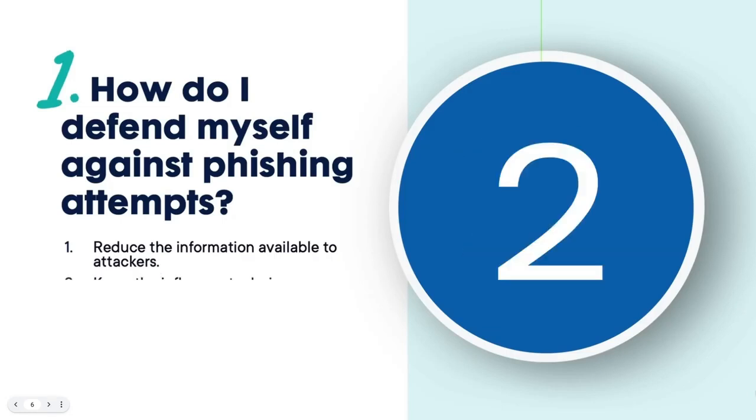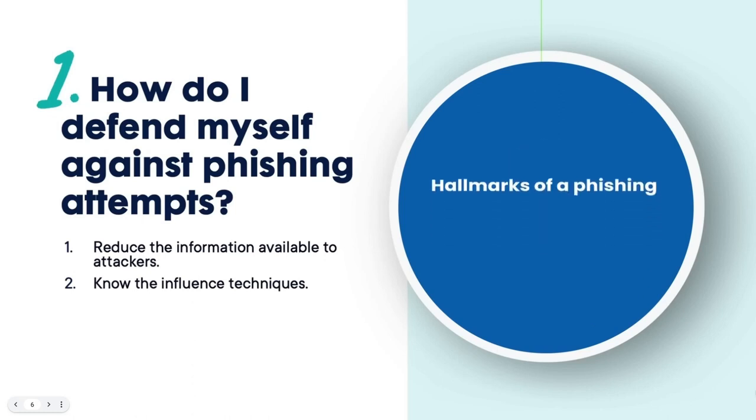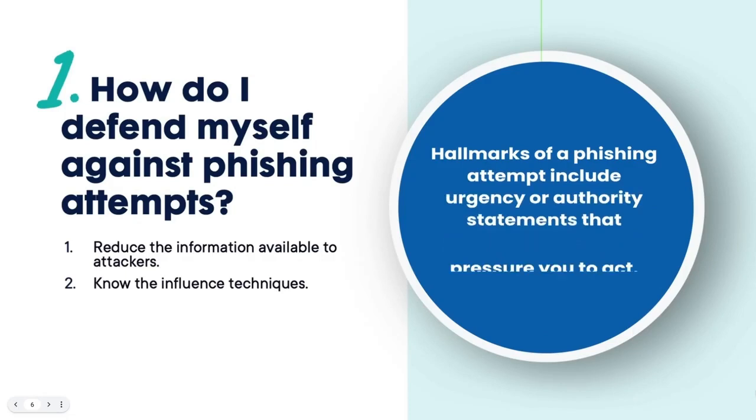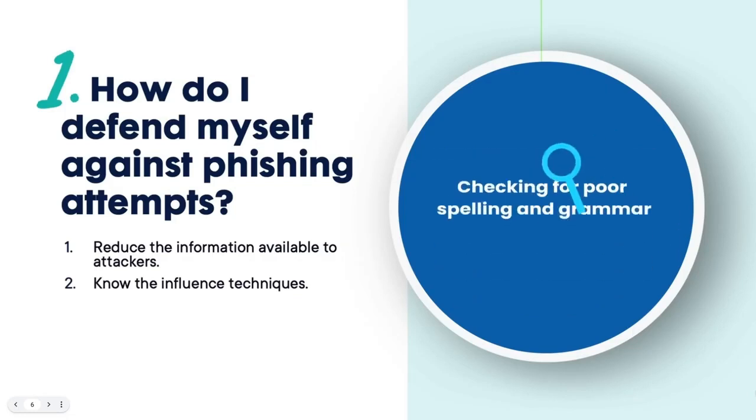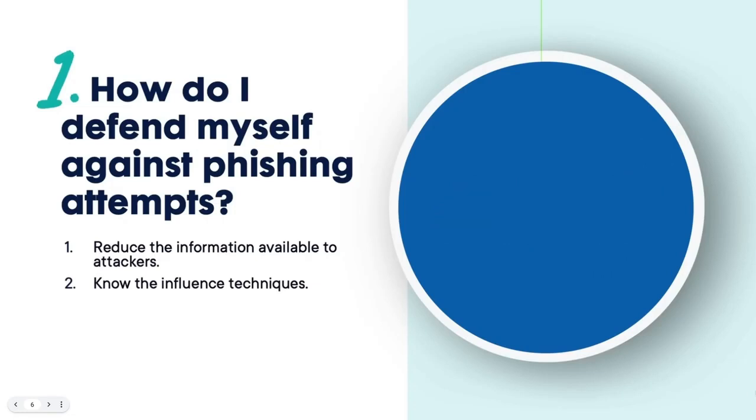2. Know the influence techniques. You are less likely to fall for a social engineering attack if you know what to look out for. Hallmarks of a phishing attempt include urgency or authority statements that pressure you to act. Checking for poor spelling and grammar is also a good place to start, but this won't apply to all phishing emails. If you have a feeling that something doesn't look quite right, then it probably isn't, and you should ask for help.